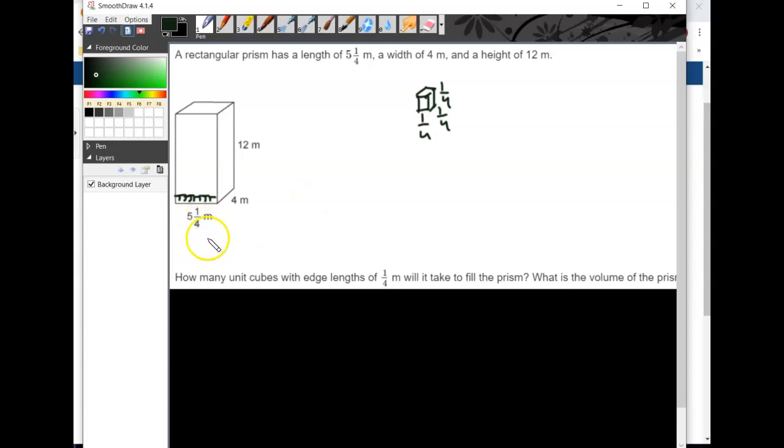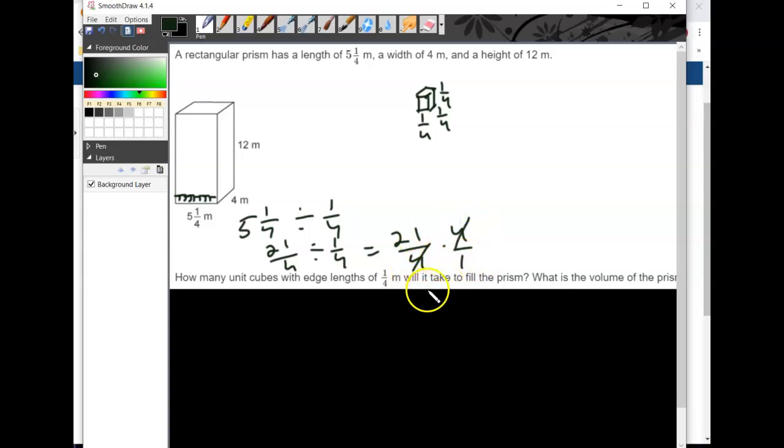But we could get that number by doing 5.25 divided by 1/4. That'll tell us how many unit cubes with an edge length of 1/4 will fit along that side. So if I do 5 and 1/4 divided by 1/4 there, that's 21 quarters divided by 1/4. That's the same as 21 fourths times 4 over 1. And then the 4 just kind of cancels out. The answer is going to be 21.